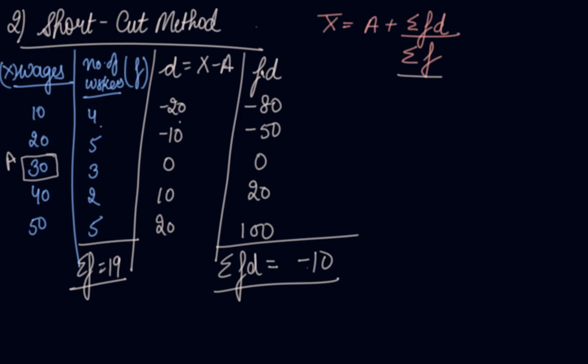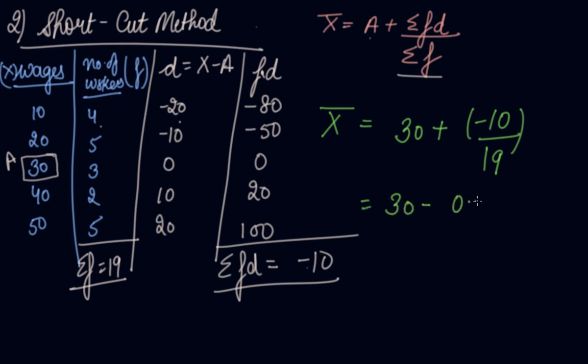Now putting all the values into the formula, we will get the average wages, A, the assumed mean you have taken, 30, plus minus 10 divided by 19, which is equal to 30 minus 0.53, which is equal to 29.47. Again you will have the average wages of the worker as rupees 29.47, which is the same as we found in the direct method.